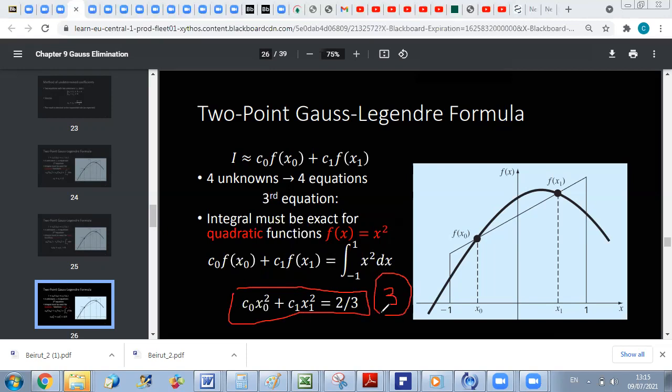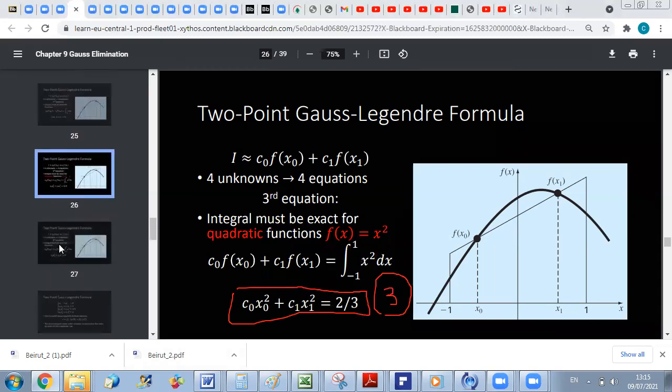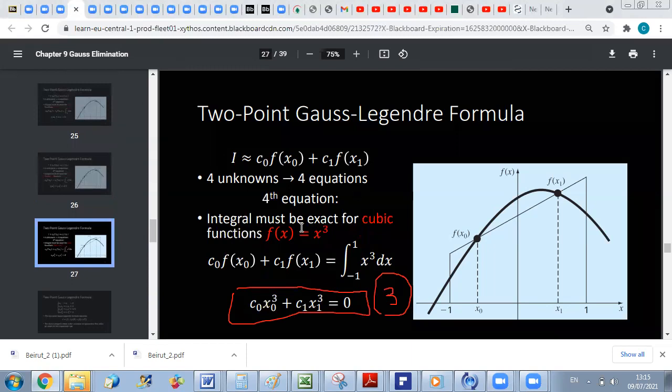And to close my system of 4 equations with 4 unknowns, I need to do the last step, which is to force the general form of my integral to be equal to the exact value of the integral of a cubic function x cubed. So I will do C0 of x0 plus C1 of x1 equals the integral between -1 and 1 of x cubed dx. Since I'm considering a cubic function, f of x0 will be replaced by x0 cubed, and f of x1 will be replaced by x1 cubed. And the integral between -1 and 1 of x cubed dx is 0. So this is my equation number 4.